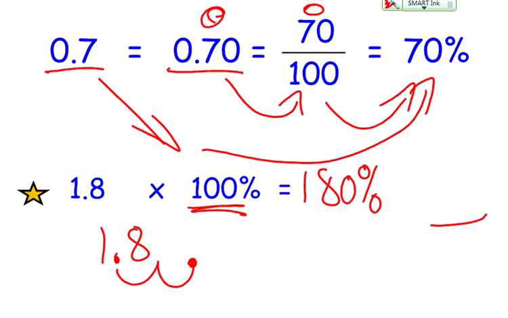And that makes sense because we know that 1 by itself equals 100%. And 0.8, if we look up here, if 0.7 was 70%, then 0.8 must be 80%. So 1 and an 8, or 1.8, is going to have to give us 180%. All makes sense. It's all so clear. It's all so simple. If only.